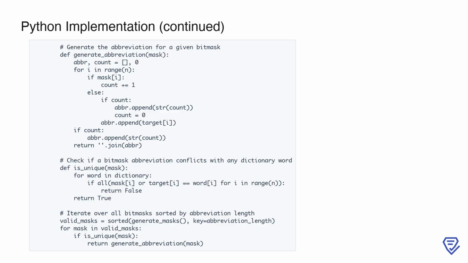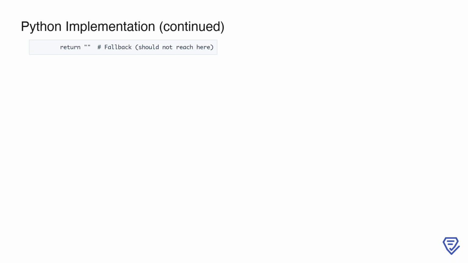Finally, we generate all possible bitmasks using the generate_masks function and sort them based on their abbreviation length, using the abbreviation_length function as the key. This ensures that we evaluate shorter abbreviations first. We iterate over the sorted bitmasks, checking each one for uniqueness using the is_unique function. If a valid mask is found, we return its corresponding abbreviation generated by the generate_abbreviation function. If no valid bitmask is found during the iteration, the method returns an empty string as a fallback. However, this scenario is highly unlikely to occur, given that the problem guarantees the presence of a solution.